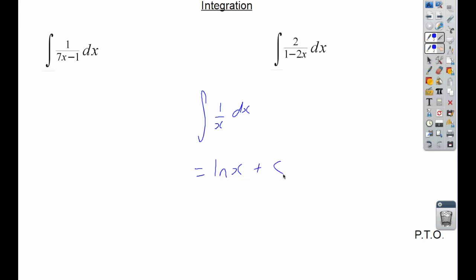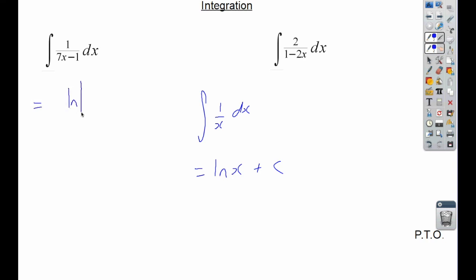So what's different about this? Well, instead of 1 over x, if you had 1 over u du, you'd get a similar thing. You get natural log of u plus c. So what we're looking at is here we've got 1 over something, and that something for the moment I'm just going to say is a linear term. When that happens, you know that the answer is going to be a natural logarithm.